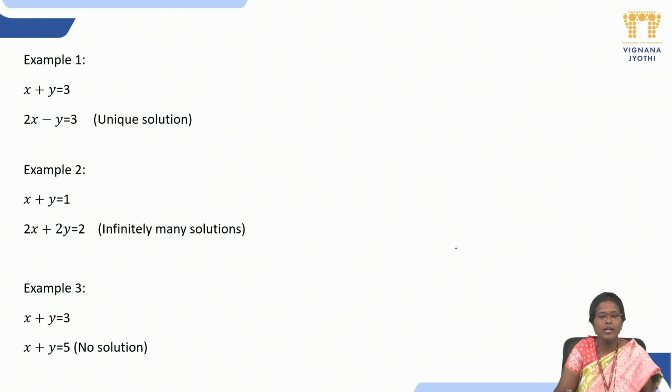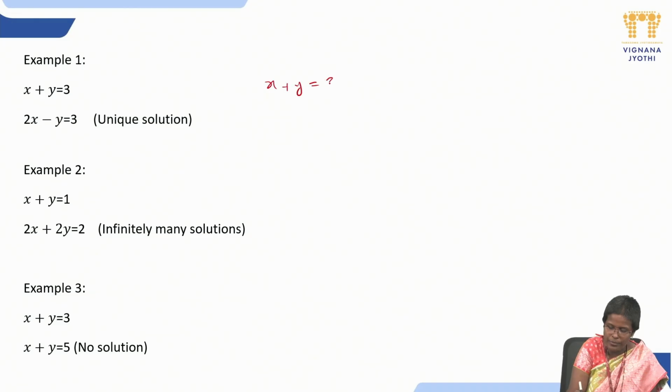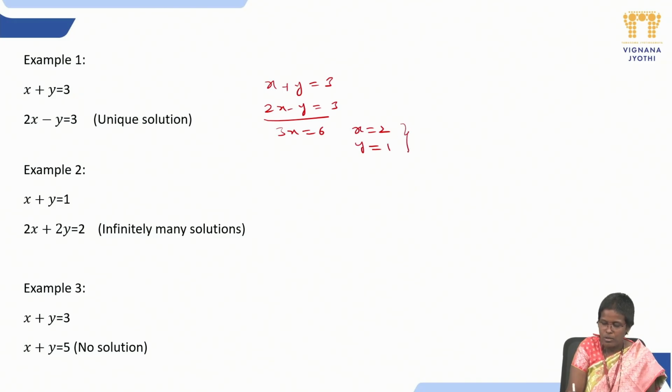Now, these are some examples related to the unique solution, infinitely many solutions and no solution. If we solve the first one: x plus y equals 3 and 2x minus y equals 3. Simplify: 3x equals 6 and x equals 2. If we substitute this x value in the first equation, we get y equals 1. In this problem, we can observe the x value is 2 and y equals 1, a unique solution.